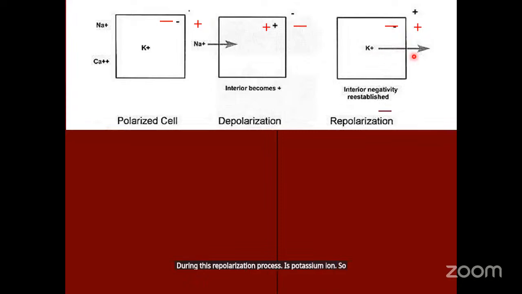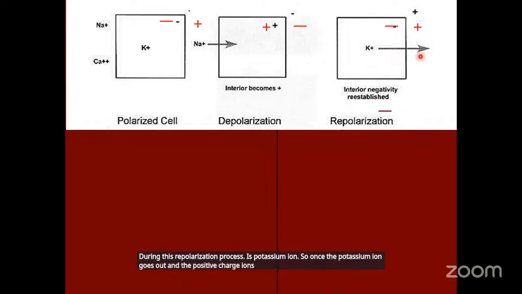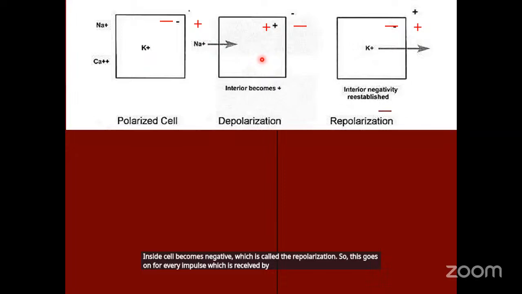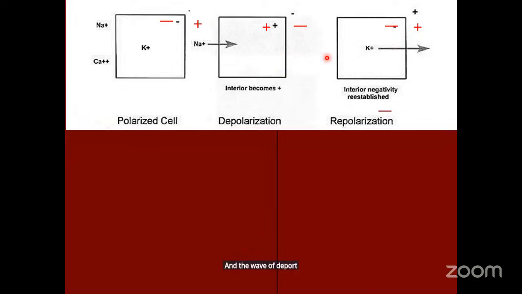Once the potassium ion goes out and the positive charge ions are leaving the cell, once again outside the cell becomes positive and inside the cell becomes negative, which is called repolarization. This goes on for every impulse received by a cardiac muscle cell, be it an atrial muscle cell or a ventricle muscle cell, and the wave of depolarization is transmitted. One cell gets depolarized, repolarized, then the next cell gets depolarized and repolarized. So the wave of depolarization is built, and the entire heart is depolarized through this transmission of impulses from one cell to the other. This is basically depolarization and repolarization.